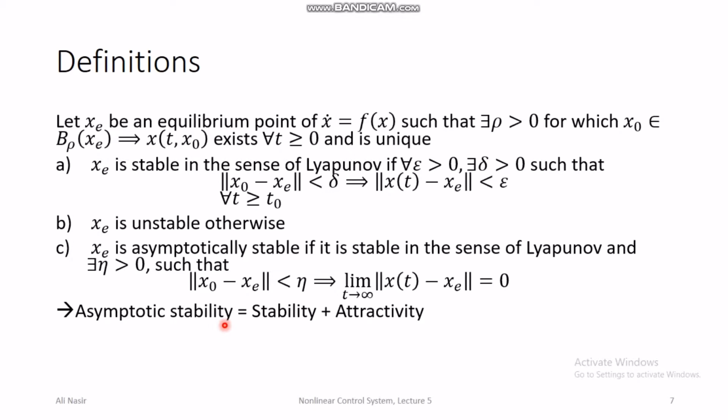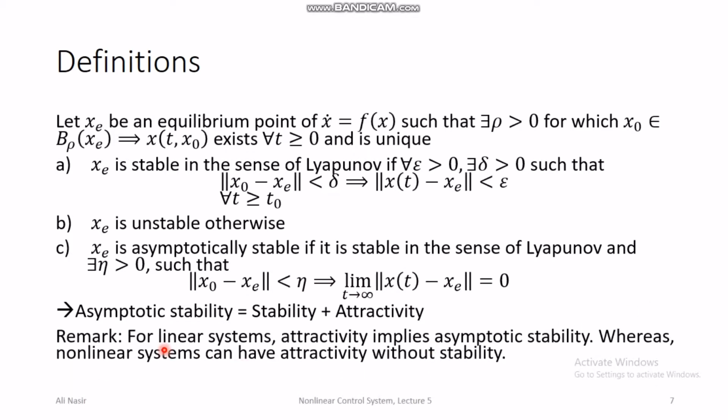And asymptotic stability is a stronger form of stability. So stability in the sense of Lyapunov only requires that if you start close enough to the equilibrium point, then you stay close enough. But asymptotic stability requires that not only you satisfy these conditions, but in addition there is some neighborhood of the equilibrium point such that if you start within that neighborhood, then you actually converge to the equilibrium point.